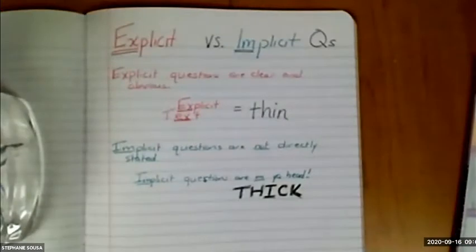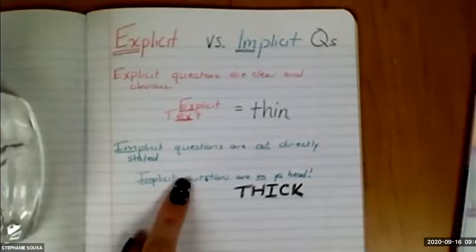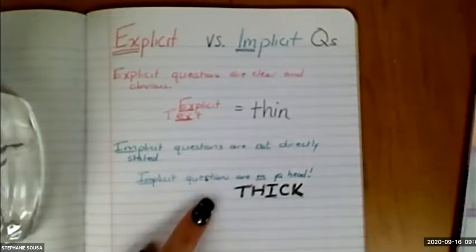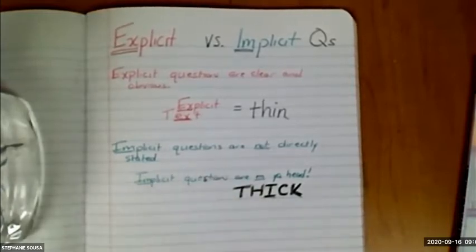Another example would be, how could RJ stay focused? That's an implicit question where you are using your background knowledge, okay? So implicit questions are in your head. They're going to be thick questions that take a lot of thought, all right? Questions on the difference between implicit and explicit questions? Sophia.